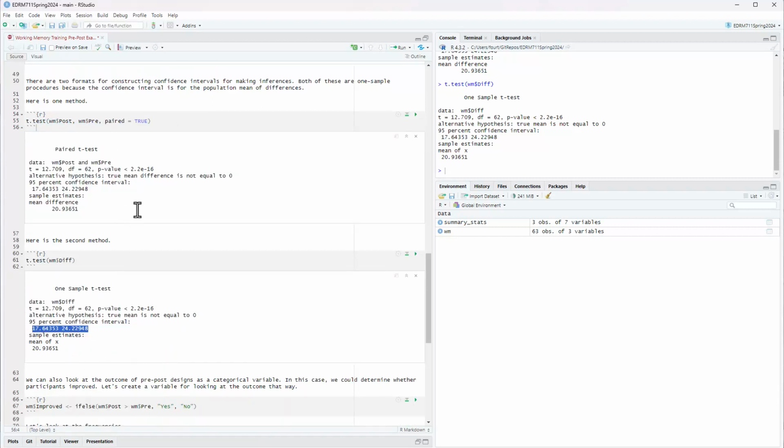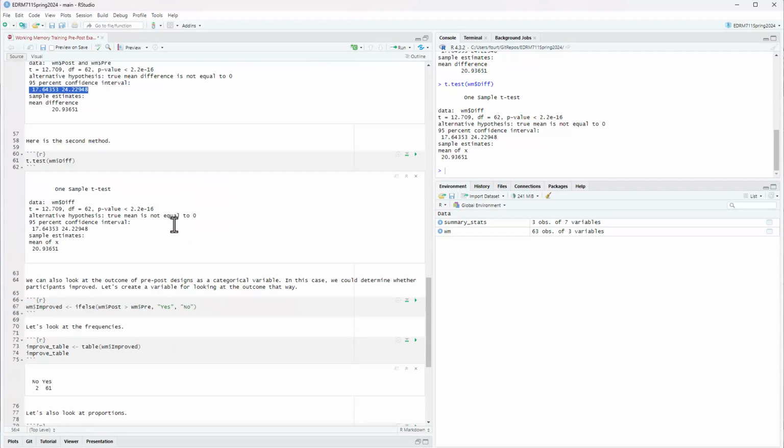Here's the confidence interval when we did the one sample t-test with difference scores. Here's the confidence interval up here when we did a paired t-test. We could also look at the outcome of pre-post test designs as a categorical variable. So that's one of the things that I showed you or stated in my presentation. We're actually not going to spend much time with that in this course.